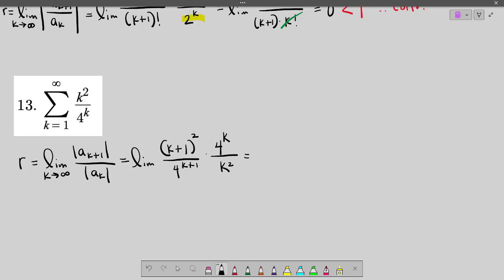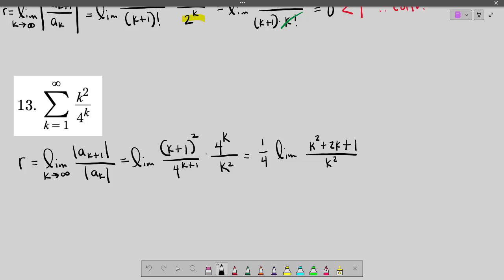How many 4's are left, and where are they? 1 on bottom. So 1 4 in the bottom, 1 4 in that denominator. I'll factor it out to the front. Okay. Then we have k plus 1 squared over k squared. So we can do this a couple of ways. Let's write the numerator maybe as k squared plus 2k plus 1. FOIL it out. So we have that.